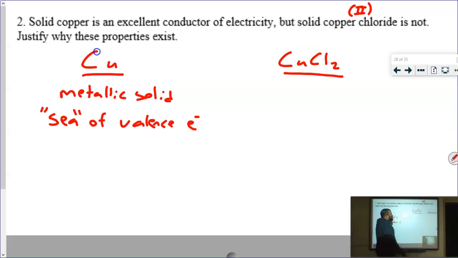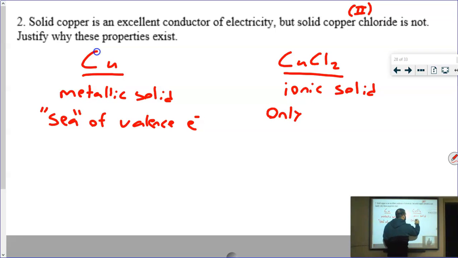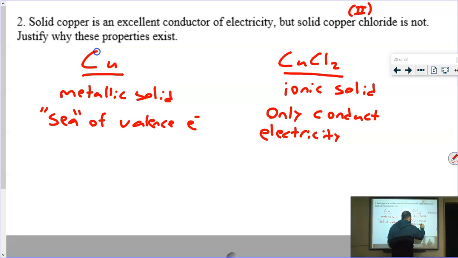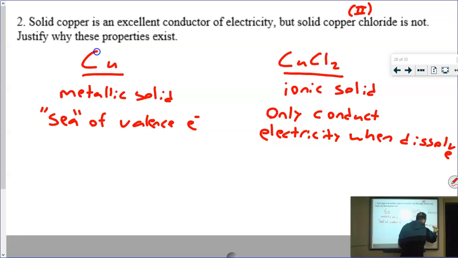Copper chloride is an ionic solid. These only conduct electricity when dissolved in water or when molten.